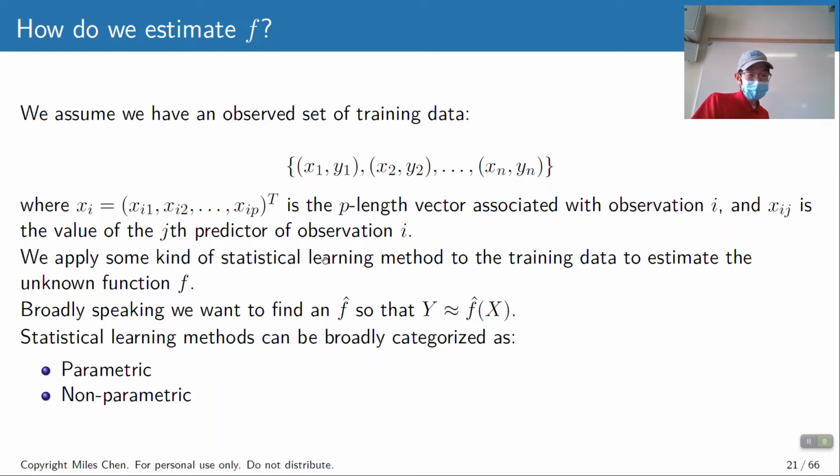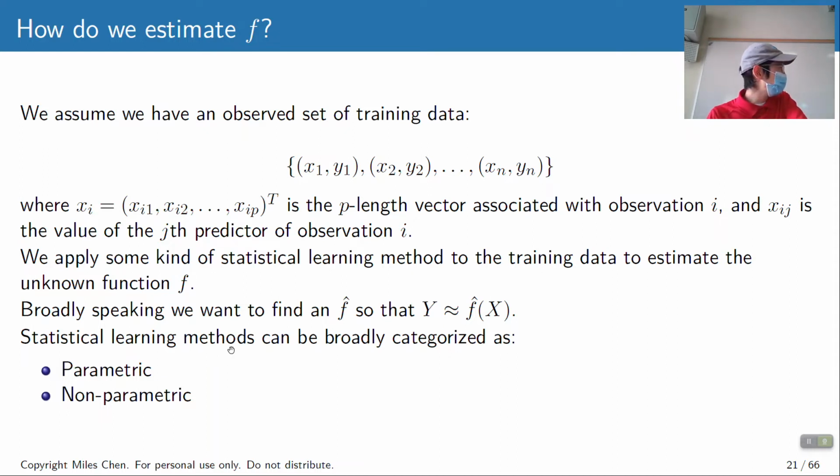Anyway, we're going to apply some kind of learning method to the data that we have, and that's going to create an estimate of our unknown function f. So you get your estimate of the slope and your estimate of the intercept, and that counts as basically what you've estimated f to be. What we want is to find some f hat so that f hat makes a decent enough prediction of the actual values y.